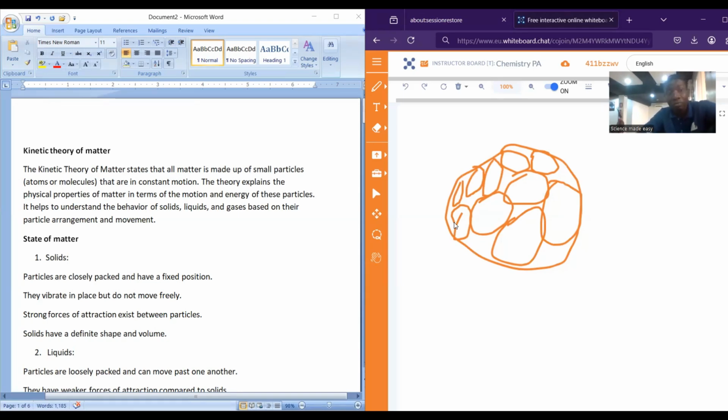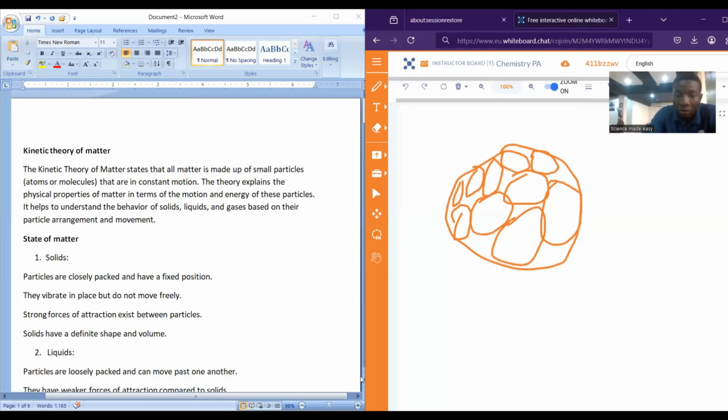For example, a cylinder. What is the volume of a cylinder? The volume of a cylinder is pi r square L. So you can actually determine the volume. Another thing is that the forces that bind a solid together are very strong. The force of cohesion that binds the particles of a solid together is very strong.